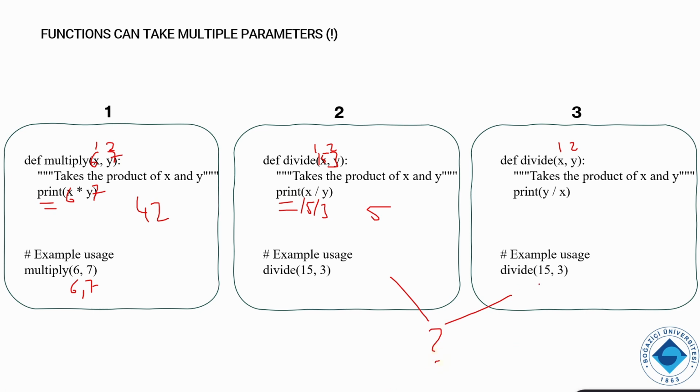Because once we write 15 and 3 here, y was 3, x was 15. So the order will change, right? Once we check that one, it is x divide y, but here it is y divide x. So we are supposed to see 0.2 float, right?